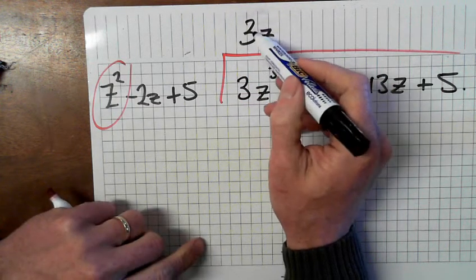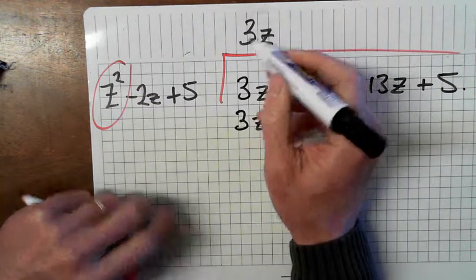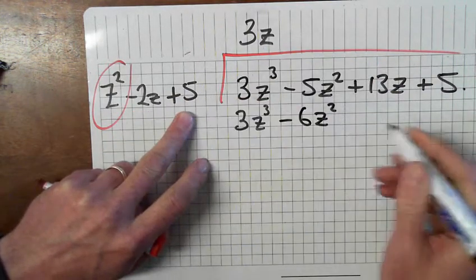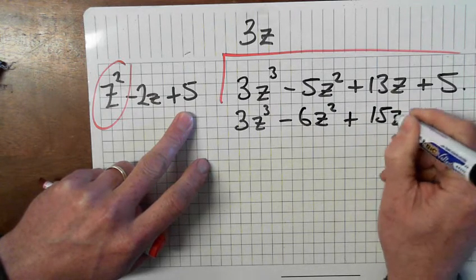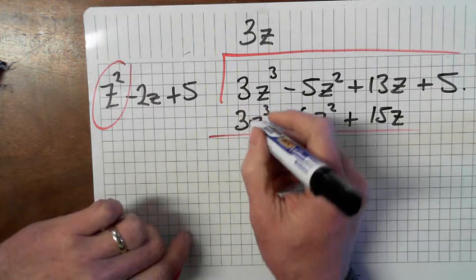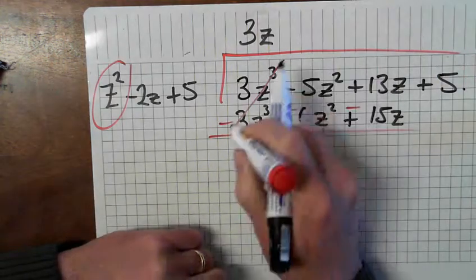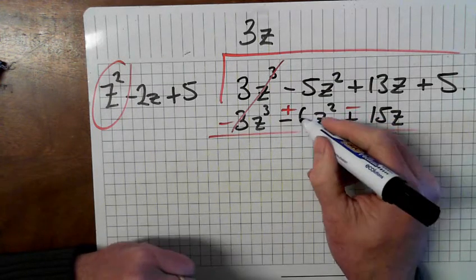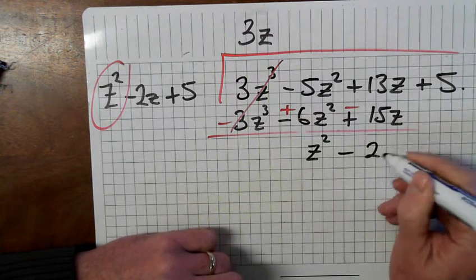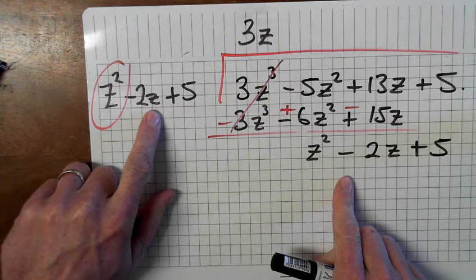Now multiplying, so 3z times z squared, 3z cubed, 3z times minus 2z, minus 6z squared, 3z times 5. Line across, change the sign of everything. So this will become minus, plus, minus. Those 2 cancel. Here you've got, what was that, 6 wasn't it? You have z squared and you've got minus 2z plus 5. See the minus here, 2z?